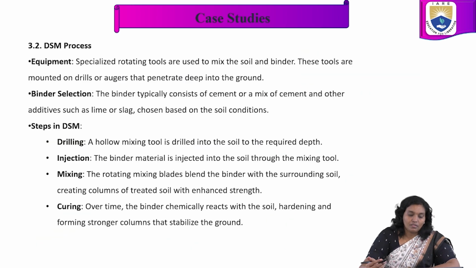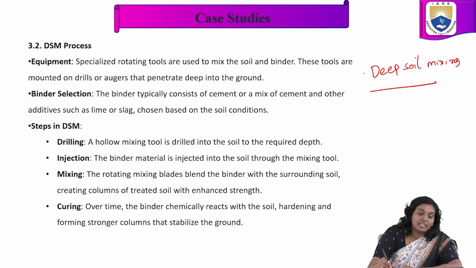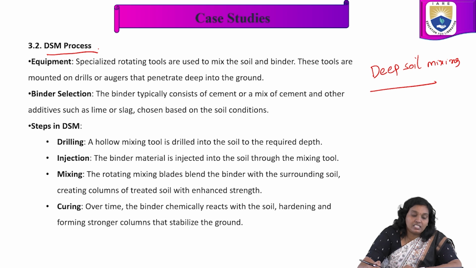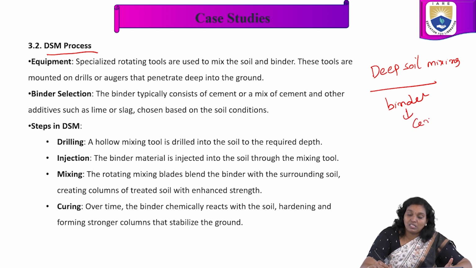Once we understand and choose deep soil mixing, that is the DSM process. In the DSM process, the equipment we choose is specialized rotating tools, used to mix the soil and binder. What kinds of binders are there? Different types of materials are there. We may use cement, various types of aggregates, and soil superplasticizers.